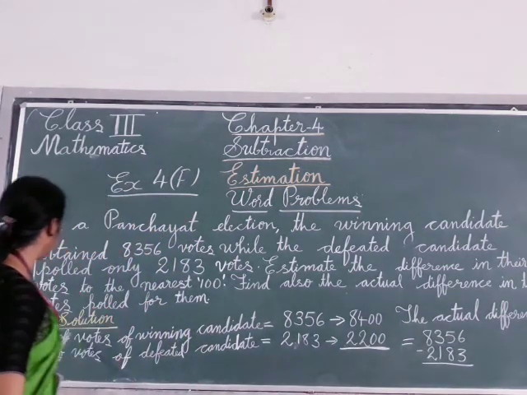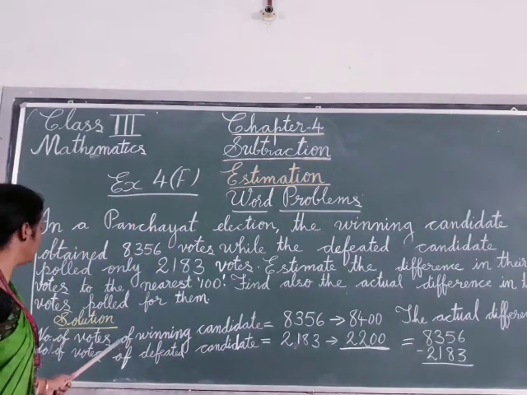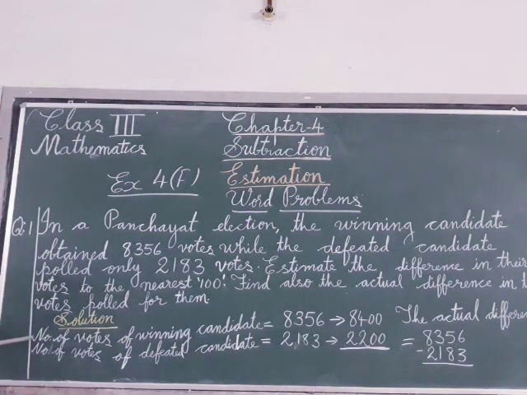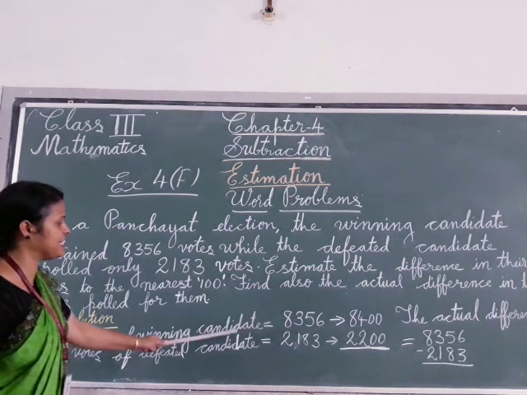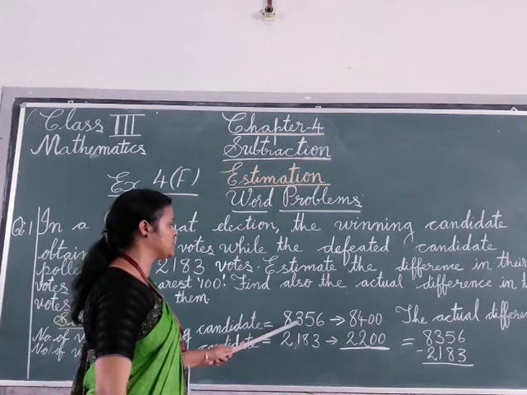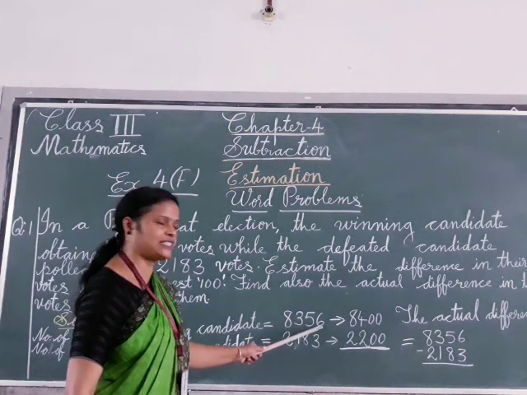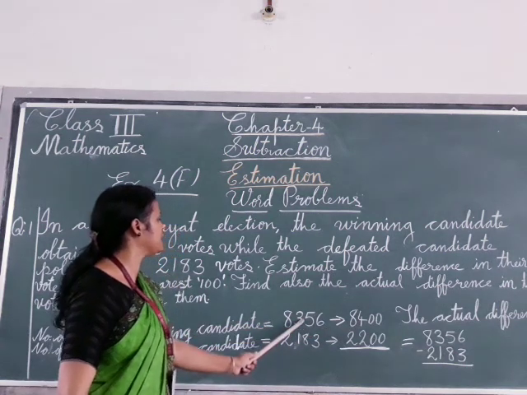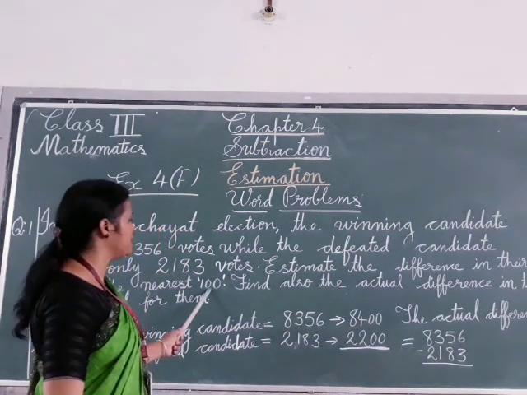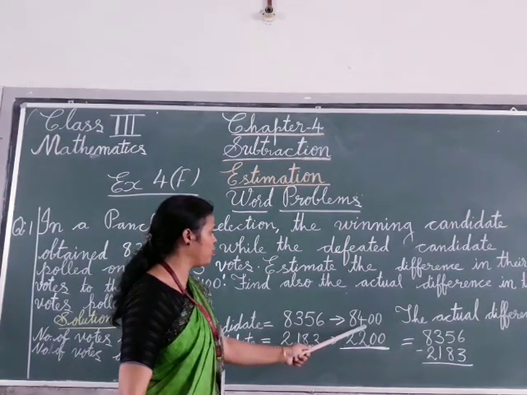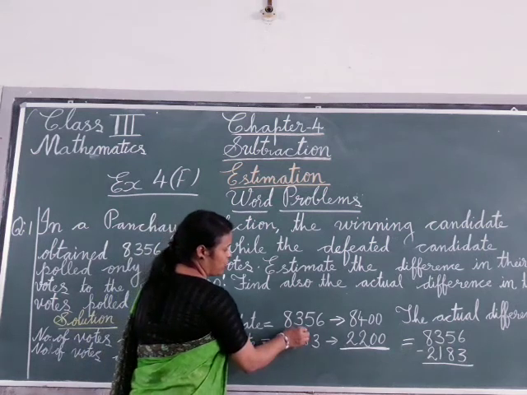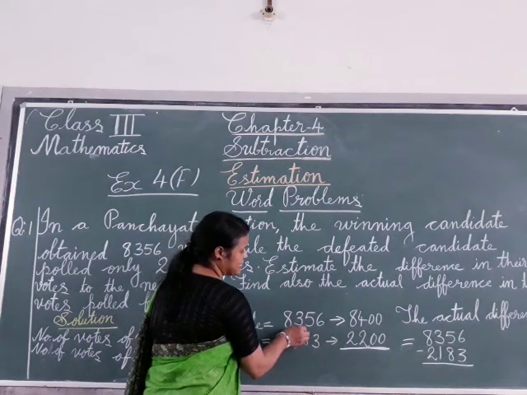So here I wrote the number of votes of the winning candidate. Here you can see the number of votes of the winning candidate, that is 8,356. Again you are getting the round figure of this number in estimation, nearest 100, 8,400. We have already studied when we round off a number to the nearest 100.